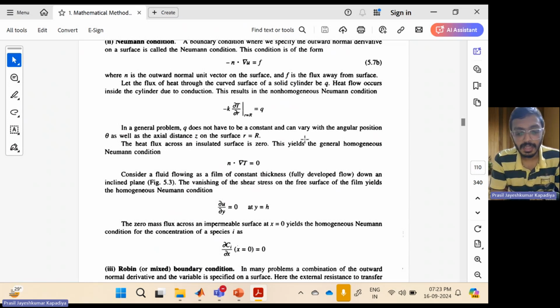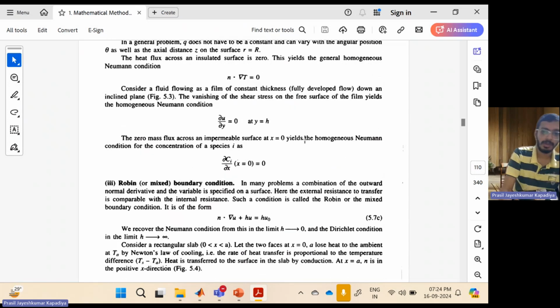A zero mass flux across an impermeable surface at x equal to 0 gives del C by del x equal to 0 at x equal to 0. This is called Neumann condition. So till now we have looked at two boundary conditions. One is Dirichlet boundary condition, where the value of the dependent variable is defined at the surface. And second, Neumann boundary condition, where the normal derivative is defined at the surface. So that is called Neumann.